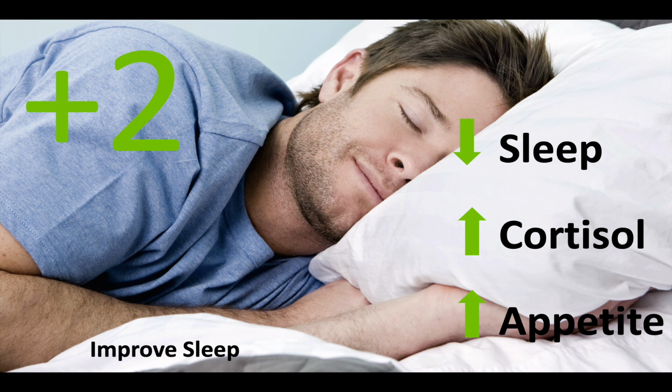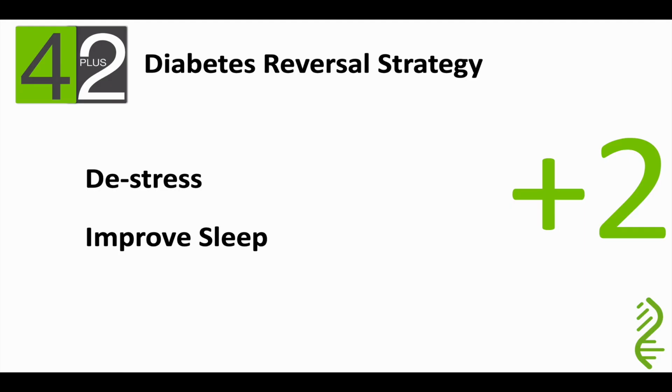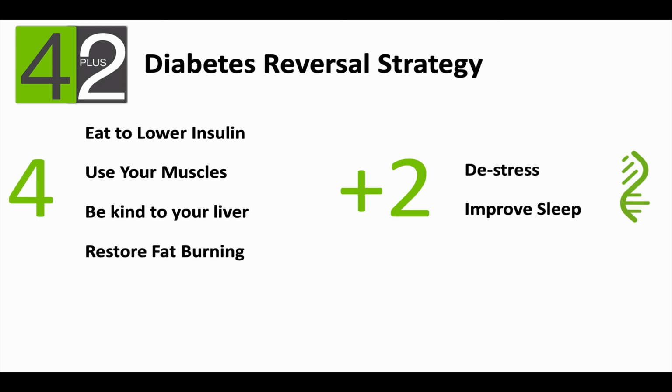And the final component to this is sleep, right? If we're not getting enough sleep, our cortisol goes up, our appetite goes up, and we derail everything that we're trying to do. So prioritizing sleep as well as investigating any warning signs of obstructive sleep apnea are vital here. So that's the +2, really the cortisol-mediated behaviors. So we need to focus on de-stressing and improving sleep.